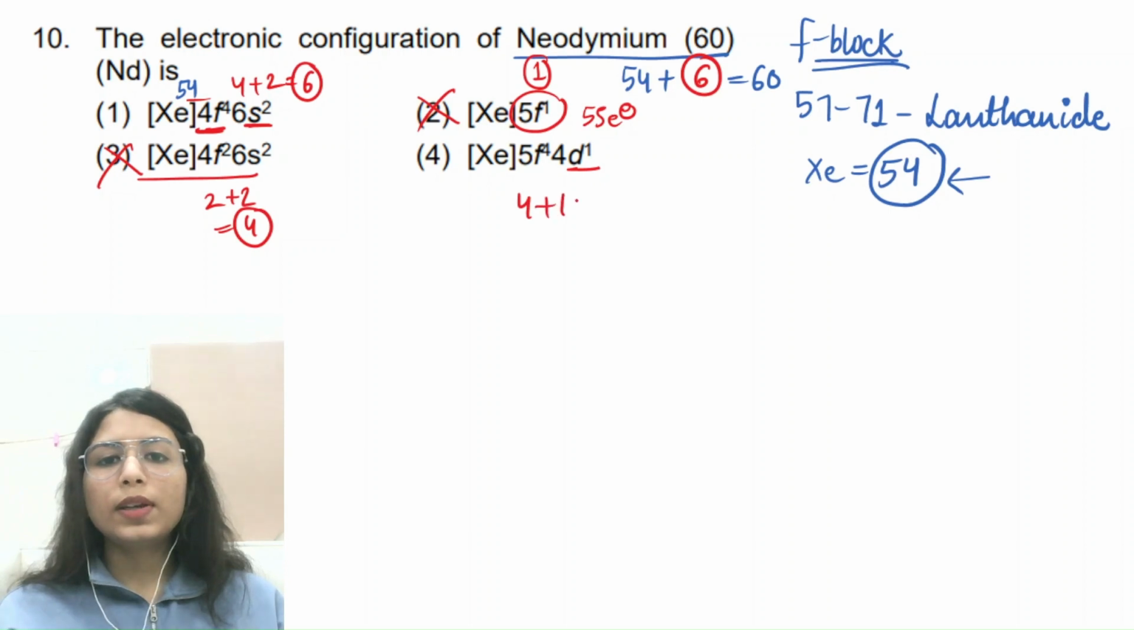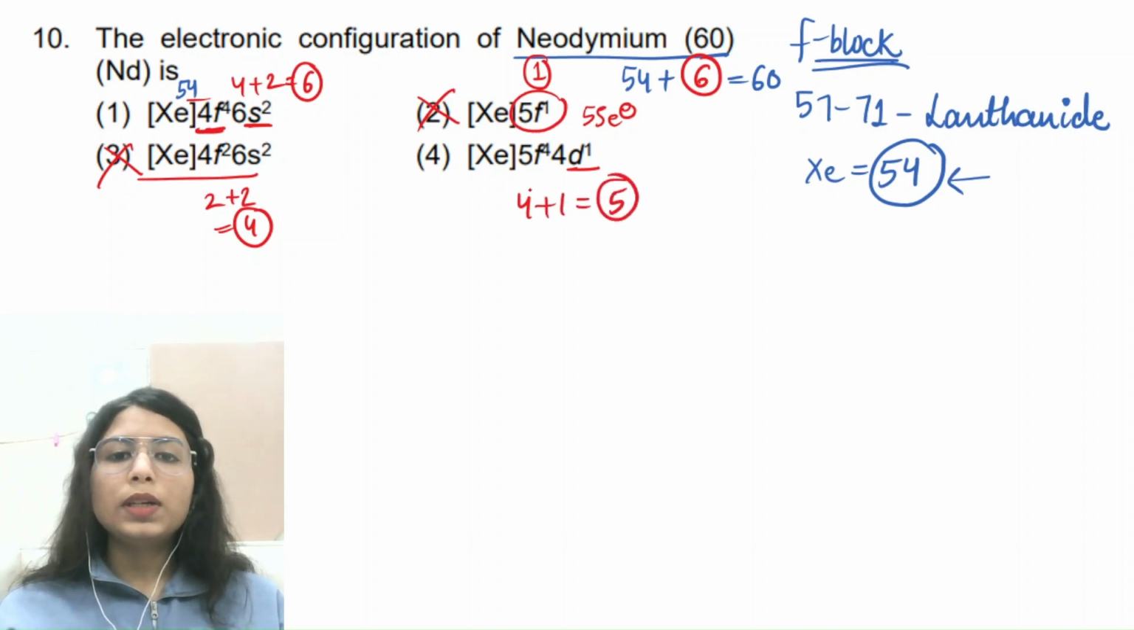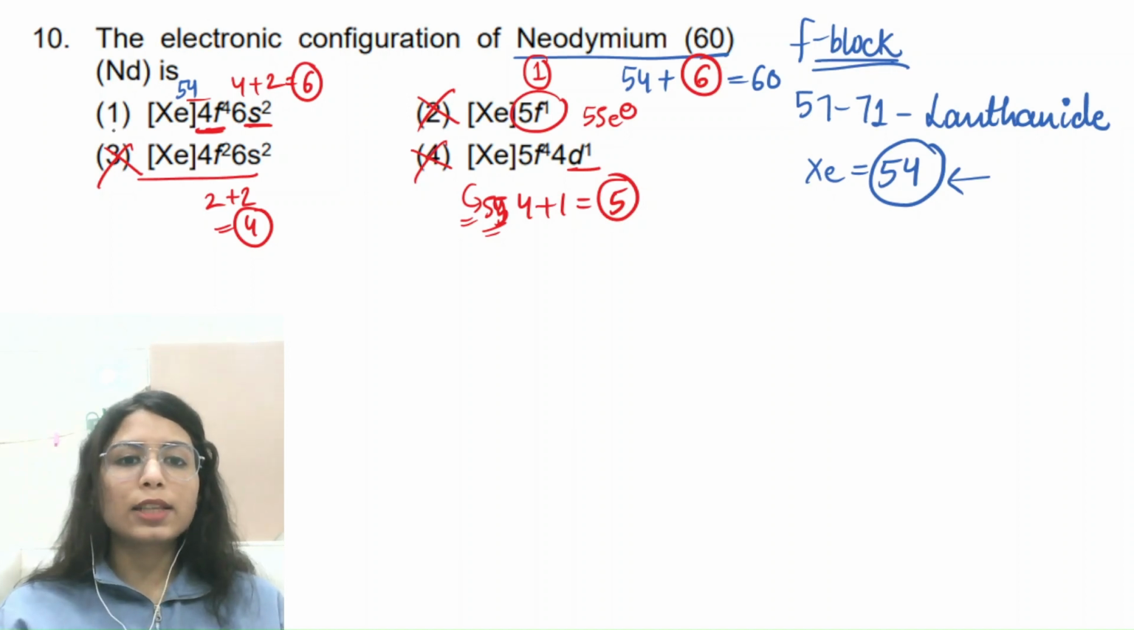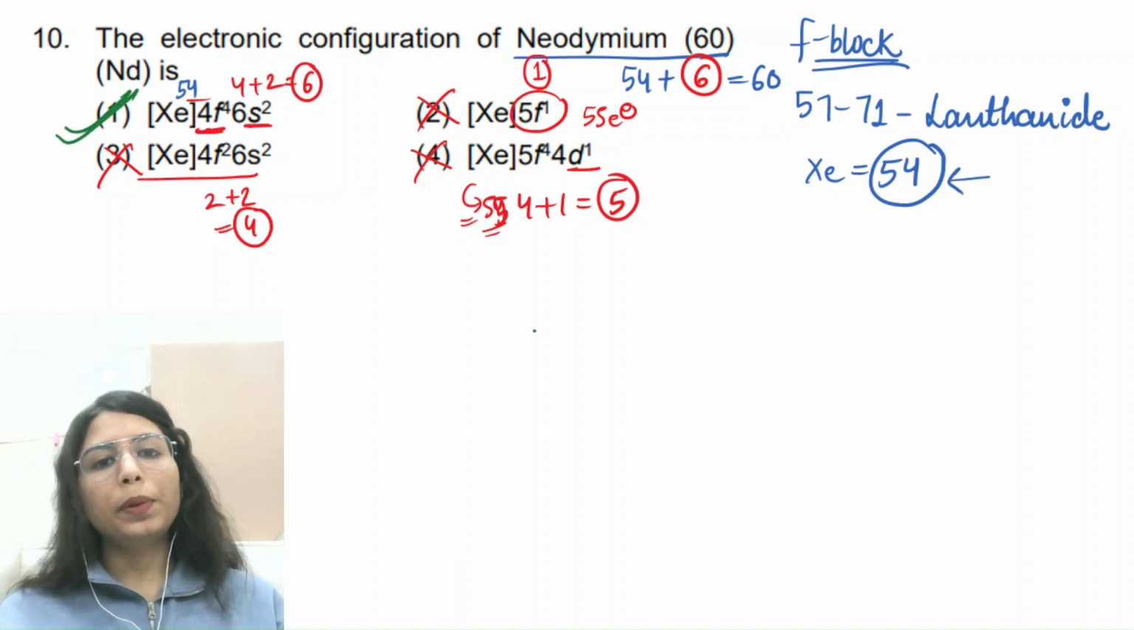So 4 plus 1 is equal to 5, which means that here a total of 55 electrons, a total of 59 electrons has been present. So that is why this option would be incorrect. We need 6 more electrons only, and there is only one such option in which 6 electrons have been filled. So the correct option would be my first one.